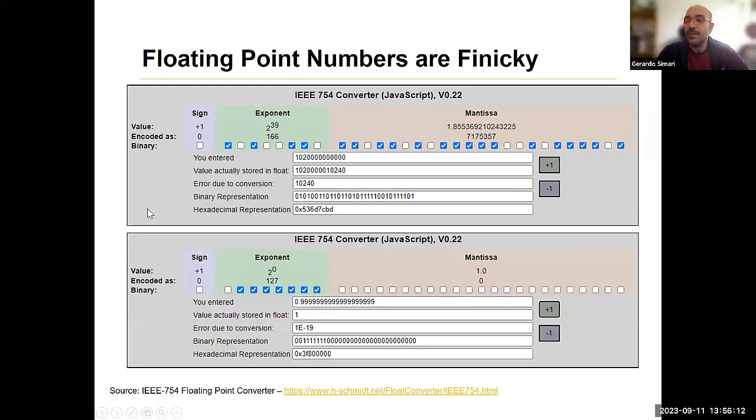And the same thing might happen to you if you store something like this, right? Like a 0.9999 with a lot of nines, it'll just be stored as 1, right? And the error due to the conversion in this case is quite small, but it's there. So you have to be careful.